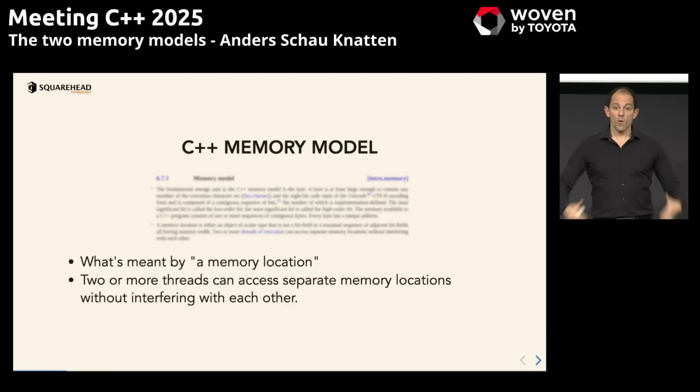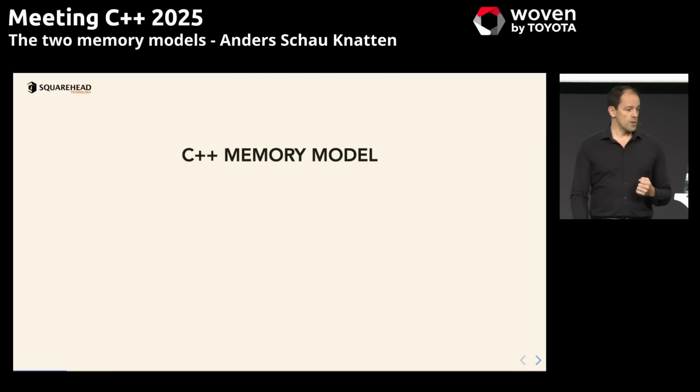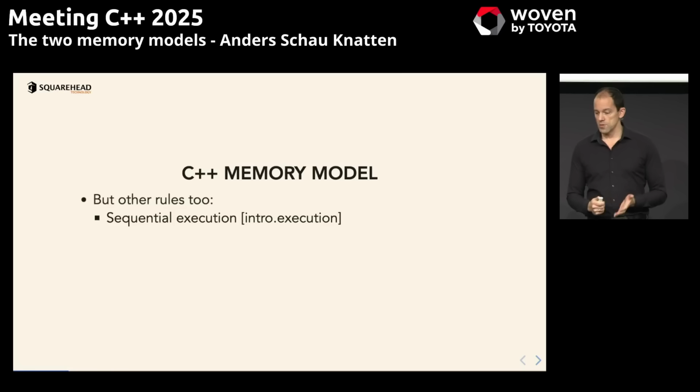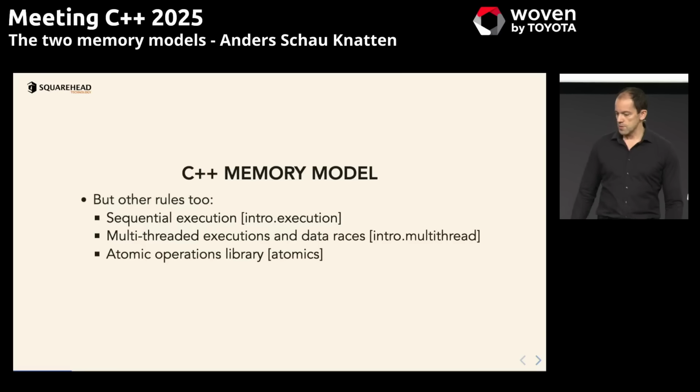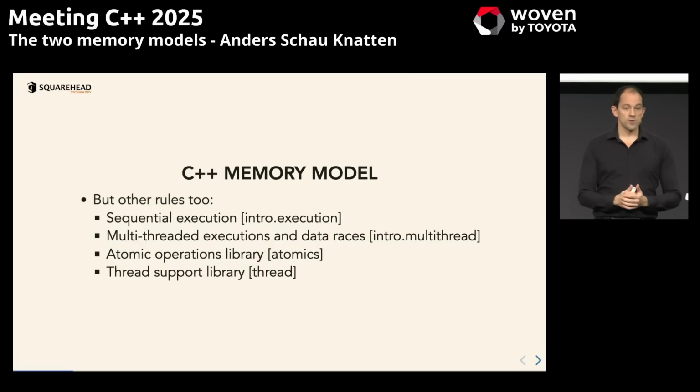But if you want to know all the things that we typically think about when we think about a memory model, you will also have to look into sequential execution, multi-threaded executions and data races, the atomic operations library, and the thread support library. Then you'll get the full view. Or Anthony Williams is here.